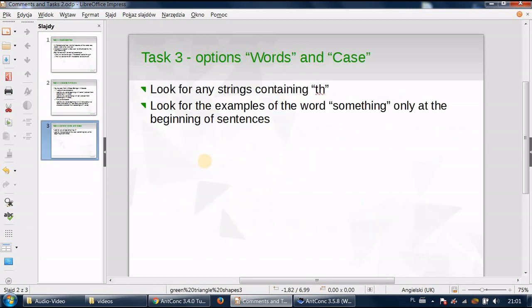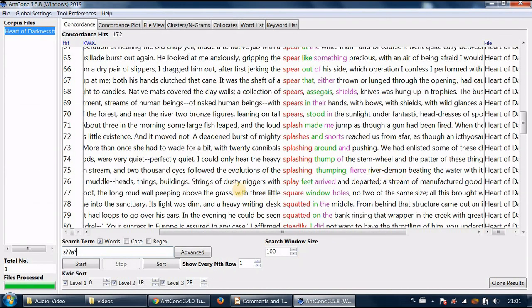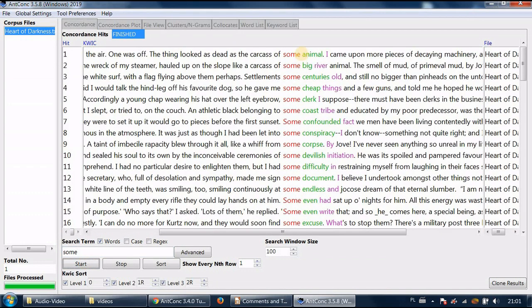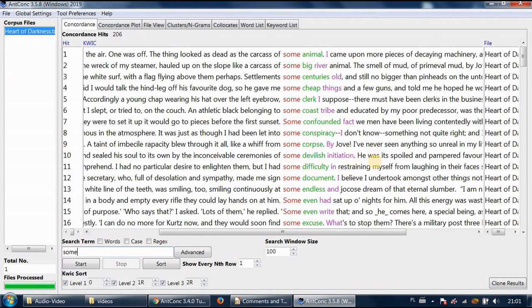Okay, and finally these options, words and case, because Laurence Anthony explained these options as well. By default, the option words is on. So if you look for a word something like this, it looks for entire words. But if you switch this off, it will look for not just words, but also strings.